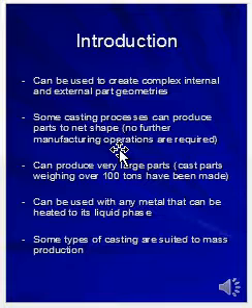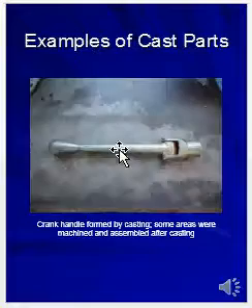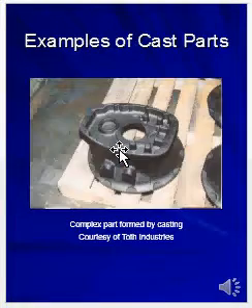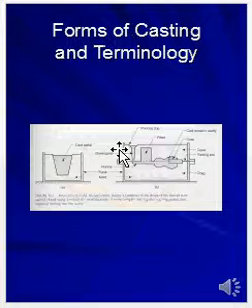Introduction: casting can be used to create complex internal and external part geometries. Some casting processes can produce parts to near net shape, so further manufacturing is not required. Casting can produce very large components. Parts can be made with any metal that can be heated to its liquid phase. Some types of castings are also suited to mass production. These are typical examples of cast products: the C-clamp, complex cavities.